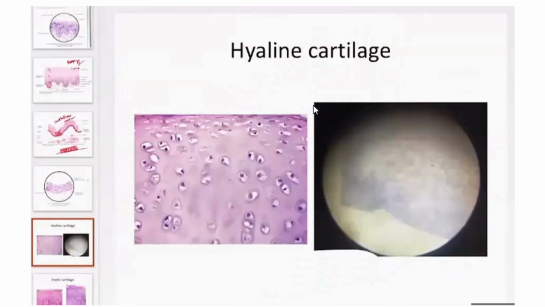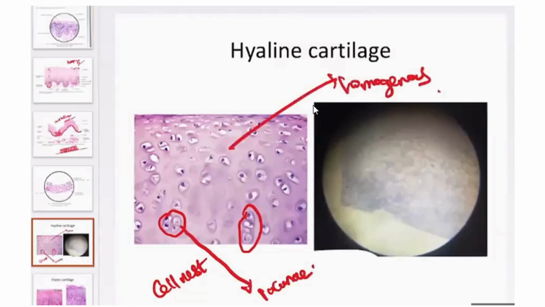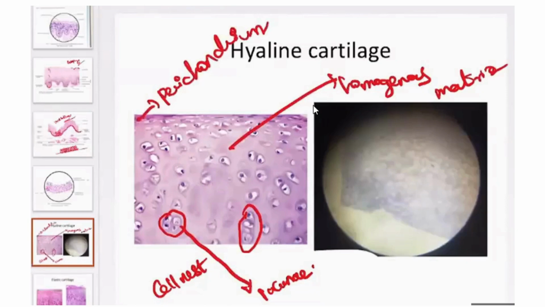What is this cartilage? Hyaline cartilage. Why do you say this is hyaline? Chondrocytes are in groups. These cells are called chondrocytes, and these are in groups. This we call a cell nest. These spaces are called lacunae, and it consists of a homogeneous matrix, and the outer covering is the perichondrium.